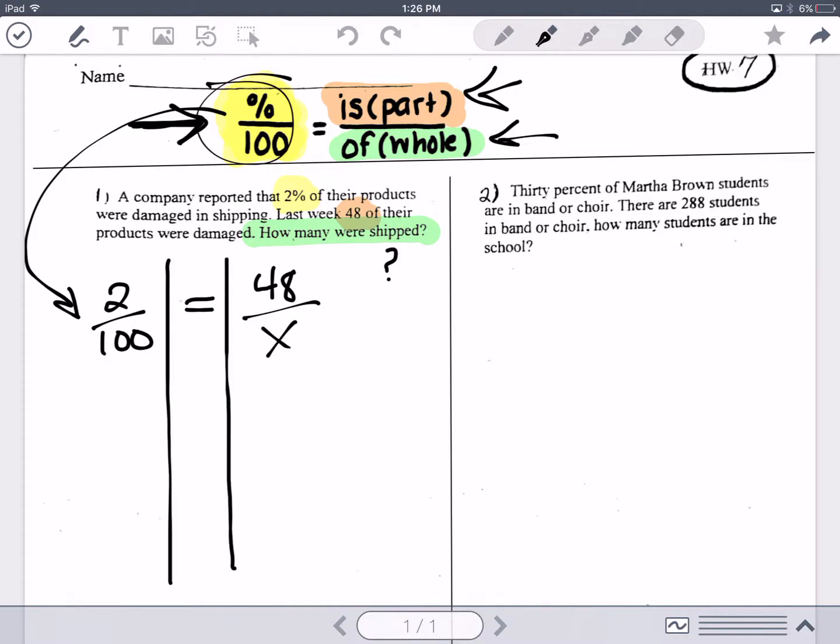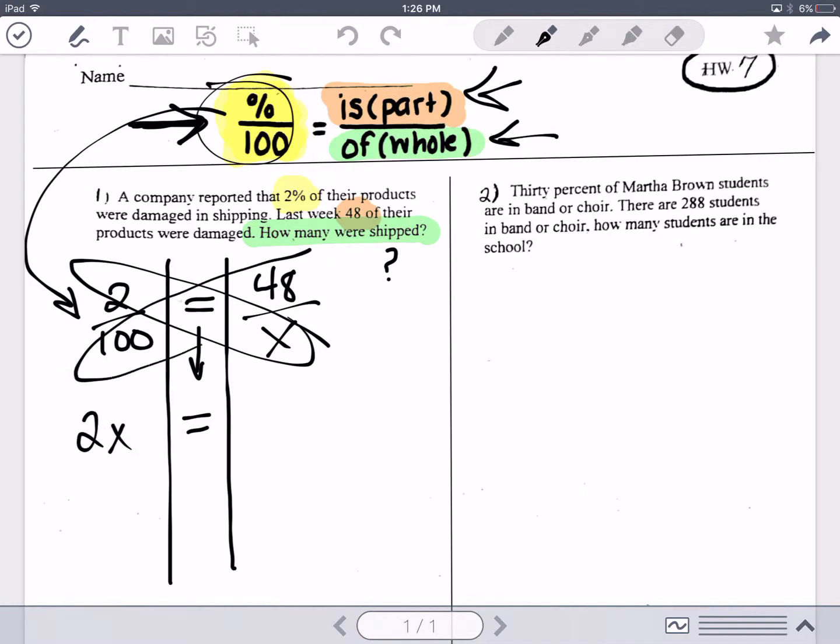I'm going to bring down my equals sign, and I'm going to cross multiply. So 2 times x is 2x. 48 times 100 is 4,800. And now I want to get that x all by itself. So to do that, I'm going to divide by 2. If I do it to one side, I have to do it to the other side. Divide by 2. Bring down my equals sign.